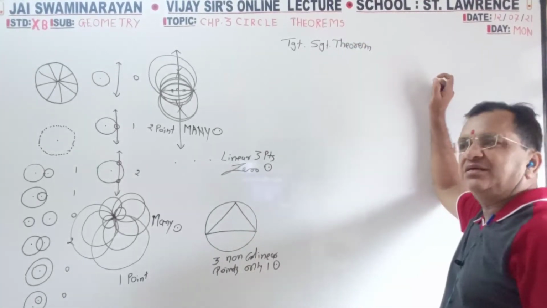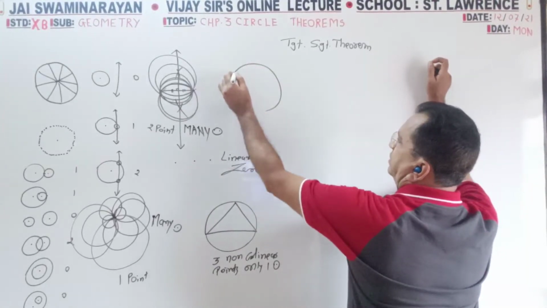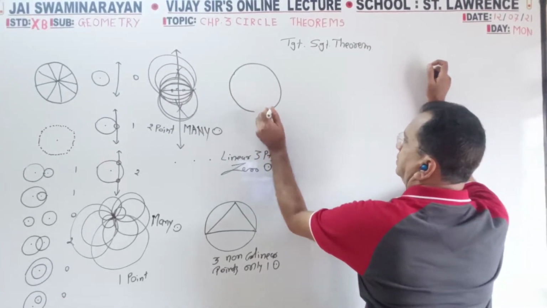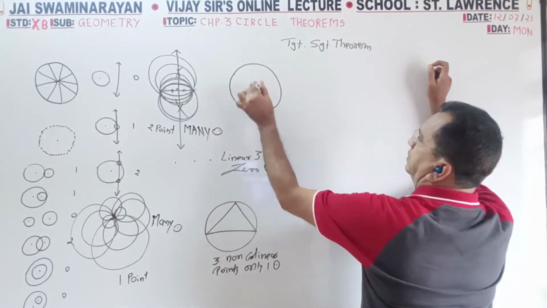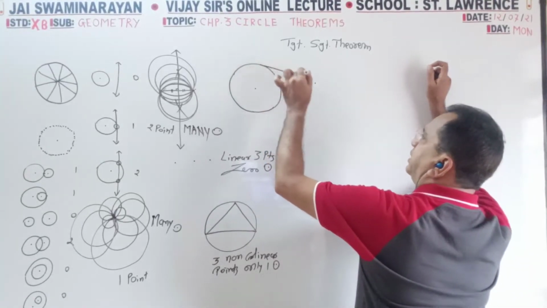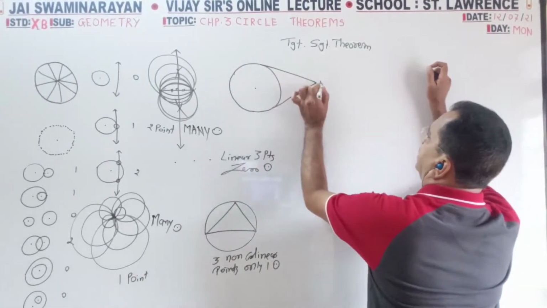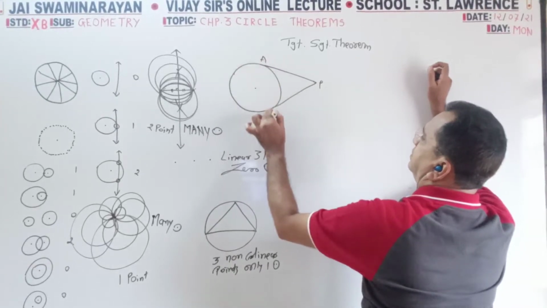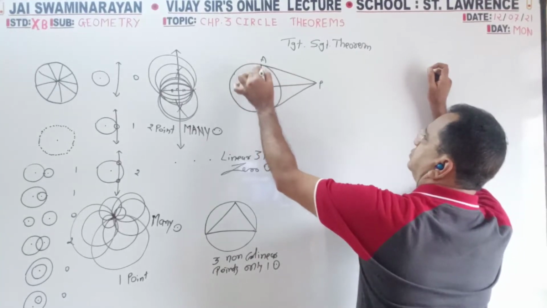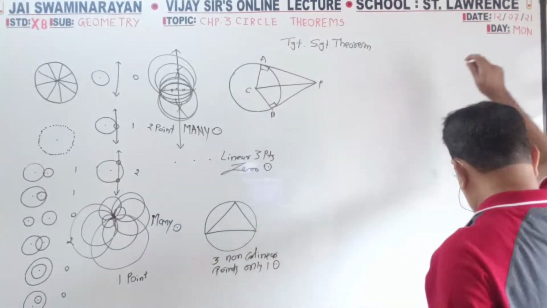Tangent segment theorem. One circle is given. One point is given, and from that you can draw two tangents. So PA and PB are equal. C is the center. Join this. Tangent and radii are always perpendicular to each other.